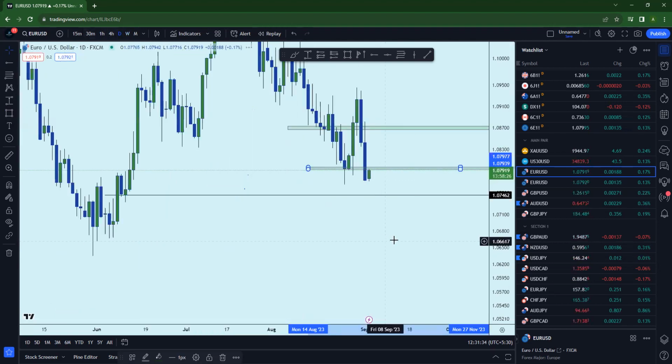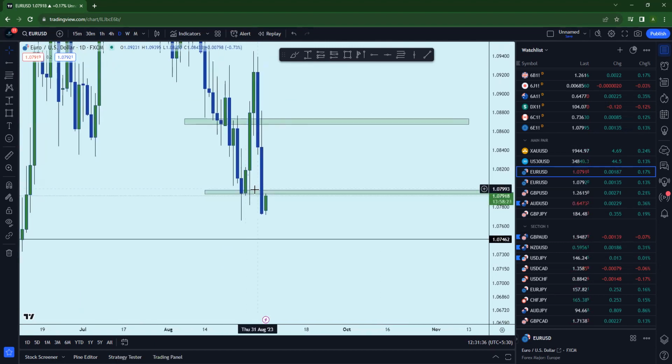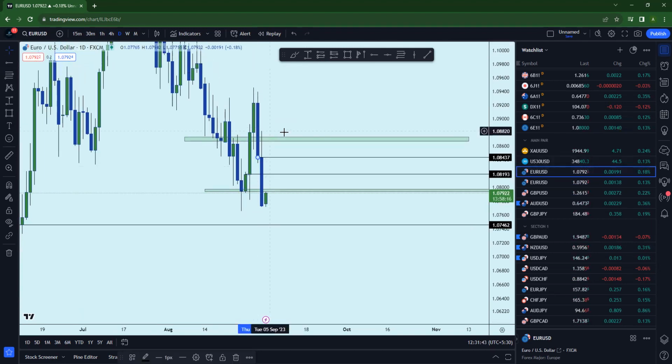So on daily, the zone comes a little bit upper. So these areas are very, very important. So on day trading, we have to look into these levels, very, very important levels, okay?